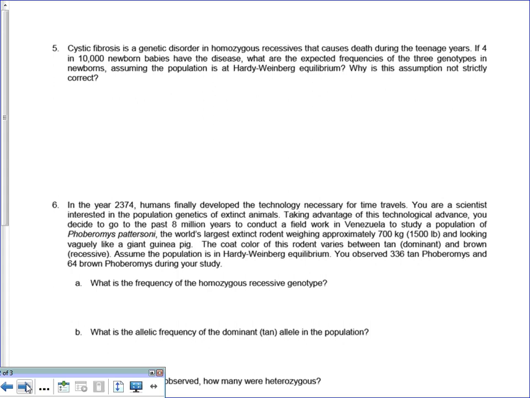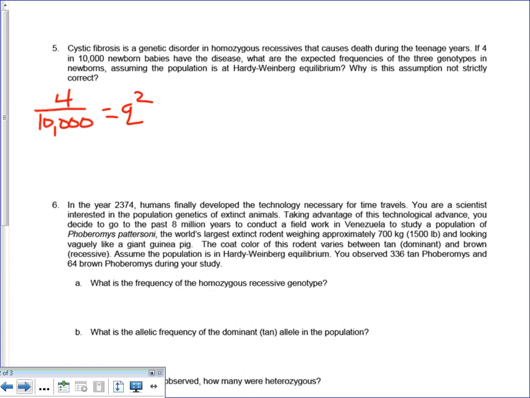So now we try to start putting it into a more realistic situation. Cystic fibrosis is a genetic disorder in homozygous recessives that causes death during the teen years. If 4 in 10,000, there's my number, 4 in 10,000 newborn babies have the disease. What do you have to be to have the disease? Homozygous recessive, which is what value? Q squared.